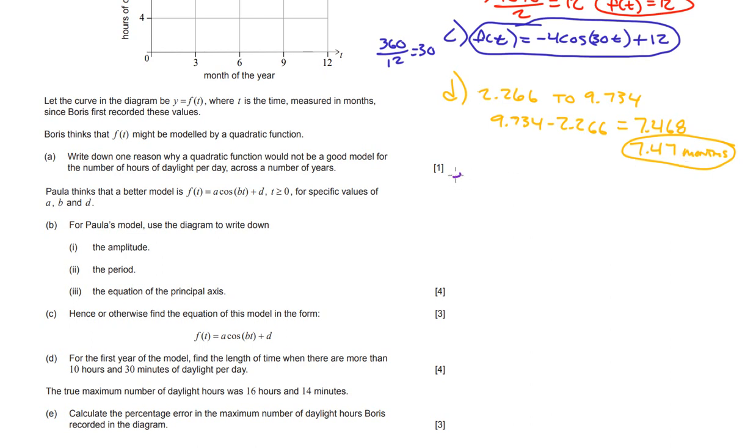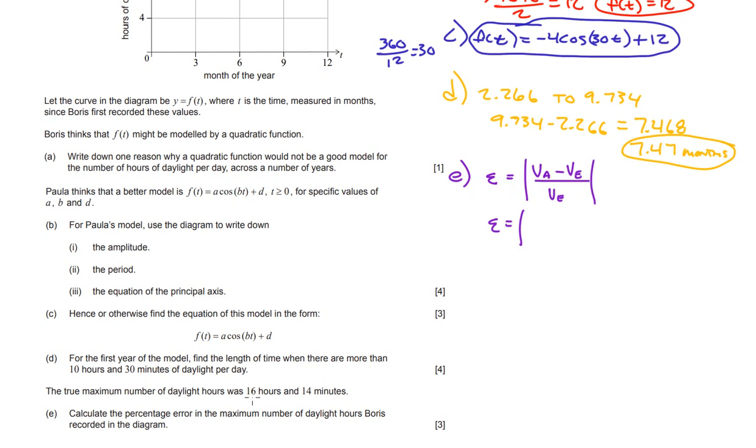Okay. Last part here on this one is E. Calculate the percentage error in the maximum number of daylight hours Boris recorded in the diagram. So thankfully, percentage error is given to us on our formula sheet. So this is what it shows, and we got VA minus VE all over VE, and this is the absolute value of. Okay? All right, and it says right on your formula sheet, VA stands for the approximate, and VE is the exact.